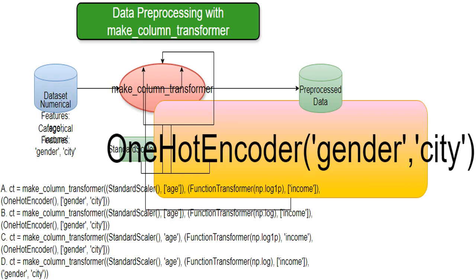I'll use one-hot encoder to change gender and city into numerical features. For example, if gender has male and female as values, one-hot encoder will create 2 features for male and female. Each row will have a value of 1 under the corresponding column and 0 otherwise. This is called one-hot encoding.